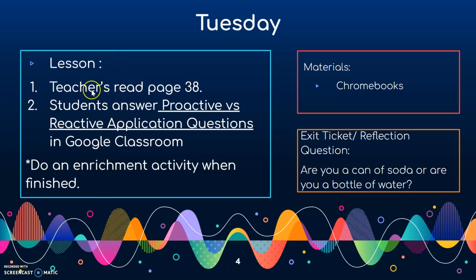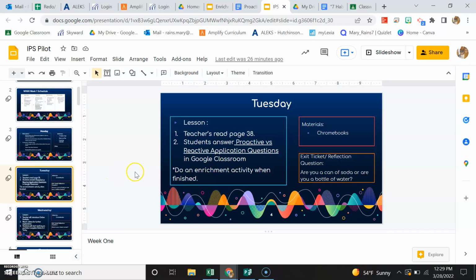So for tomorrow, your homeroom teacher is actually going to read something to you guys, and then when they're done reading that, you're going to actually work on a proactive versus reactive application question, and it says in Google Classroom. And then it also says do an enrichment activity when finished. And so what that means, so a couple of things I want to show you.